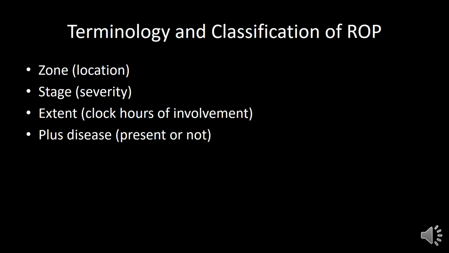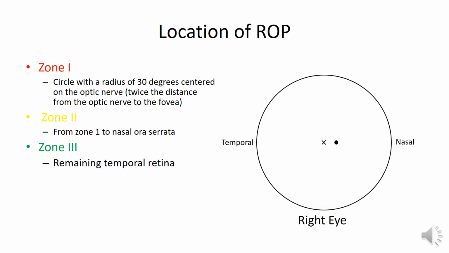Four classification concepts have prognostic and pathophysiologic importance: zone, which is the location of the disease; stage, which is the severity; the extent, which is the number of clock hours involved; and plus disease, which is classified as whether or not it's present. The location of ROP consists of three zones.